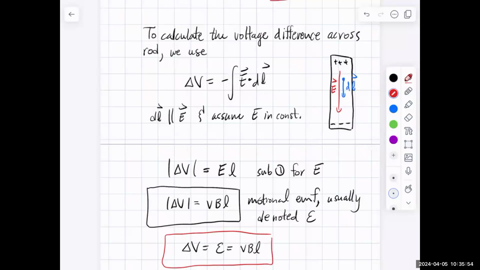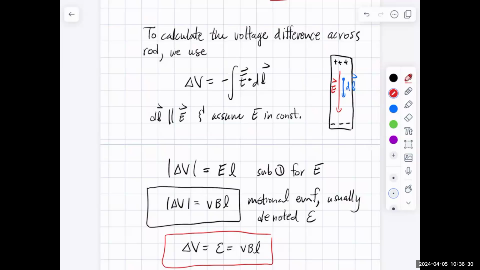If I pull the rod faster, I increase the speed, we get a larger voltage. The reason you get a larger voltage is because the magnetic force is proportional to V. So if I pull it faster, there's a stronger magnetic force. I need a stronger electric field to balance that stronger magnetic force, and so you get this bigger EMF. You could also make the magnetic field bigger, or you can make the length of your rod longer. All of those will contribute to a stronger voltage difference.